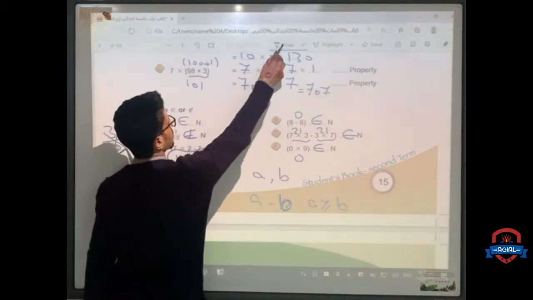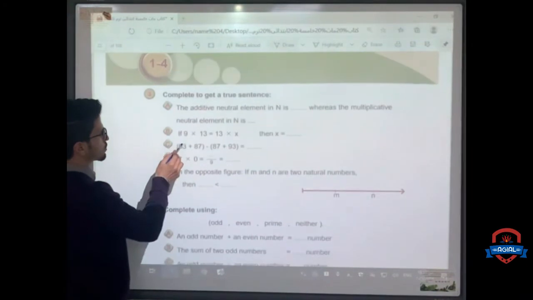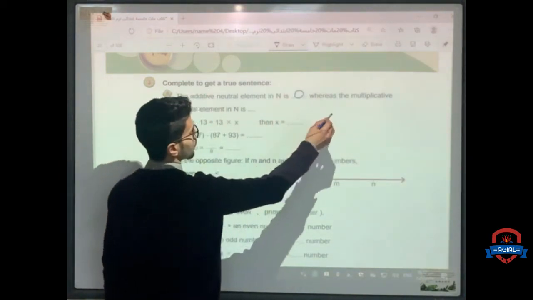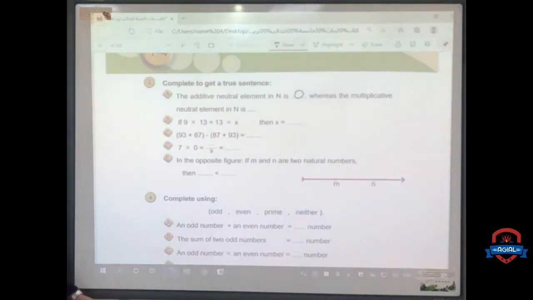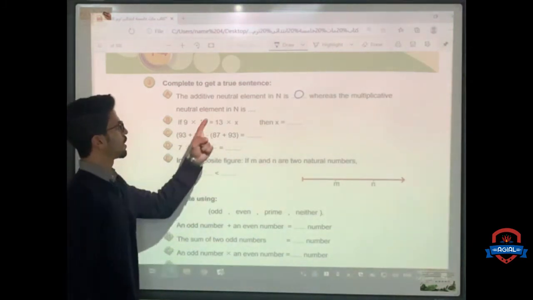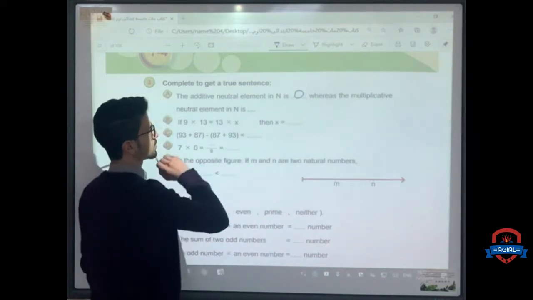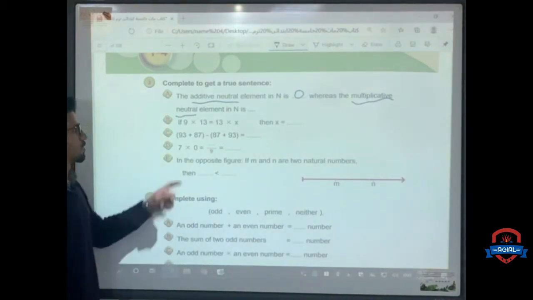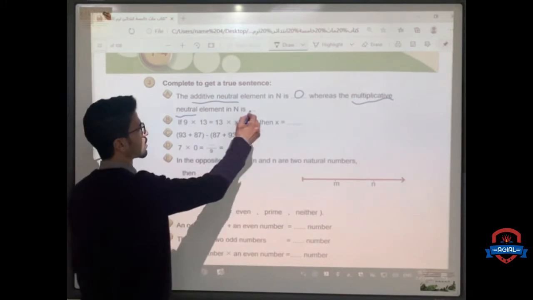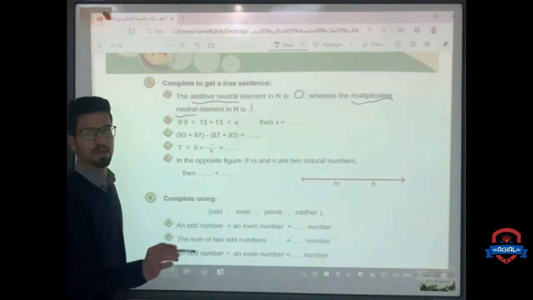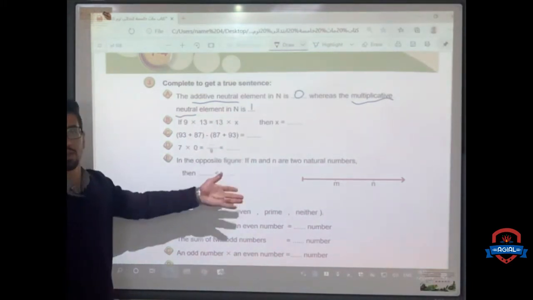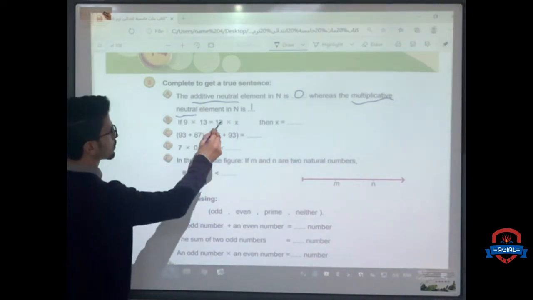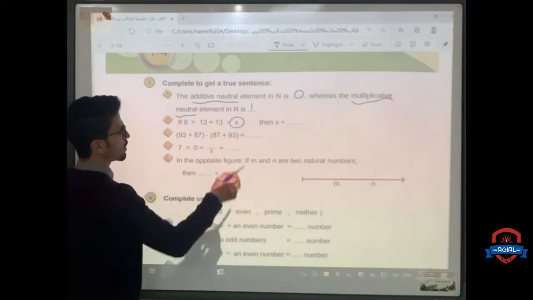Let's look at the third question. In the third question, we have to complete to get a true sentence. The additive neutral element in N is 0, where the multiplicative neutral element in N is... So there's a difference between the additive neutral and the multiplicative neutral. The multiplicative neutral element in N is 1, because 0 changes nothing in the addition and 1 changes nothing in the multiplication.